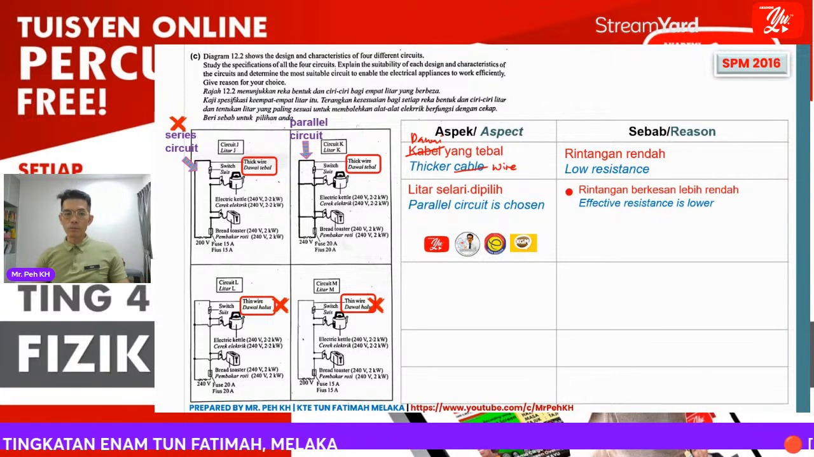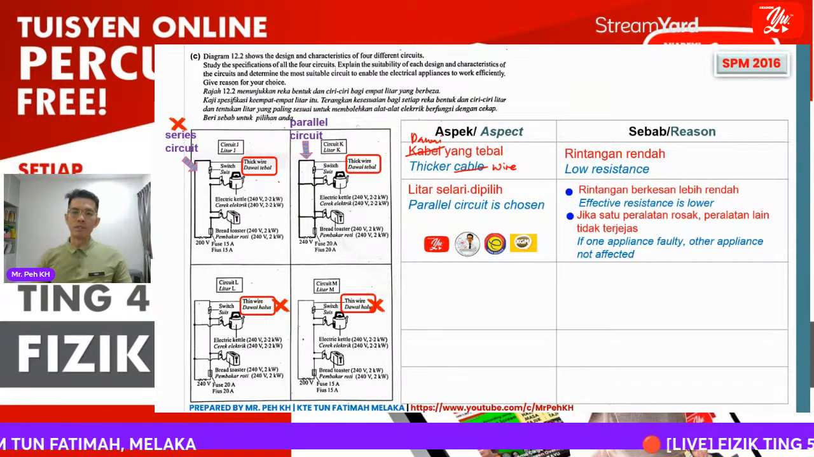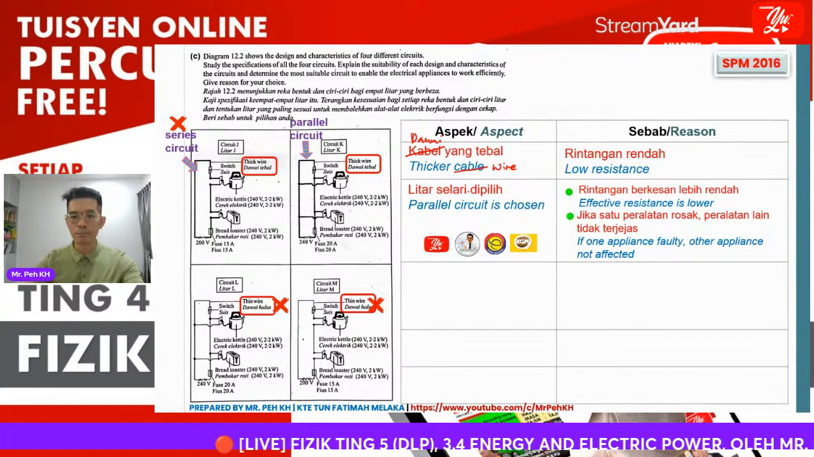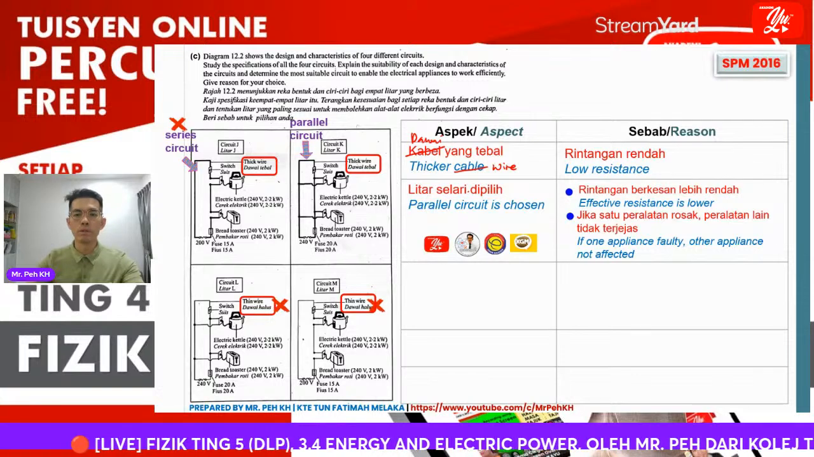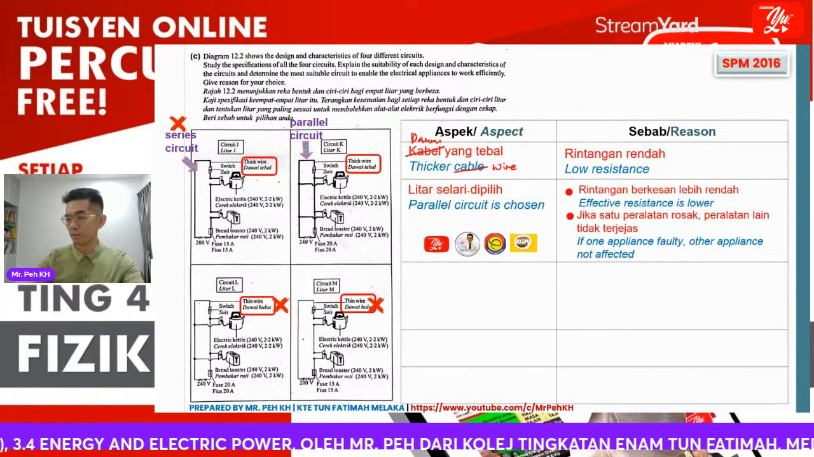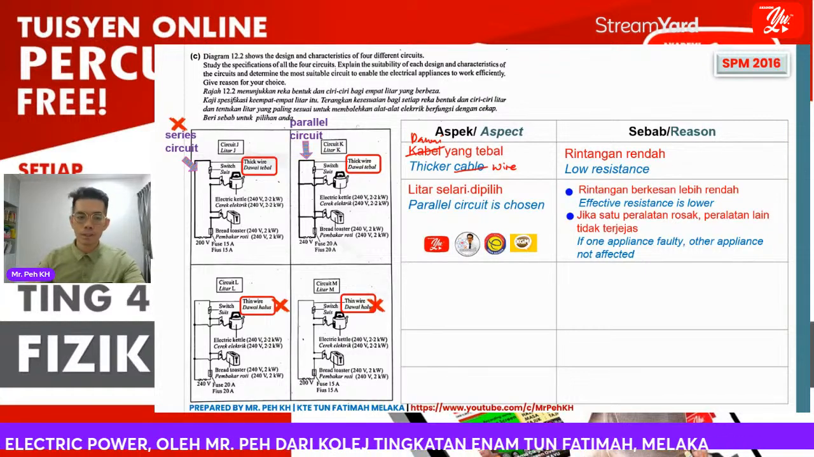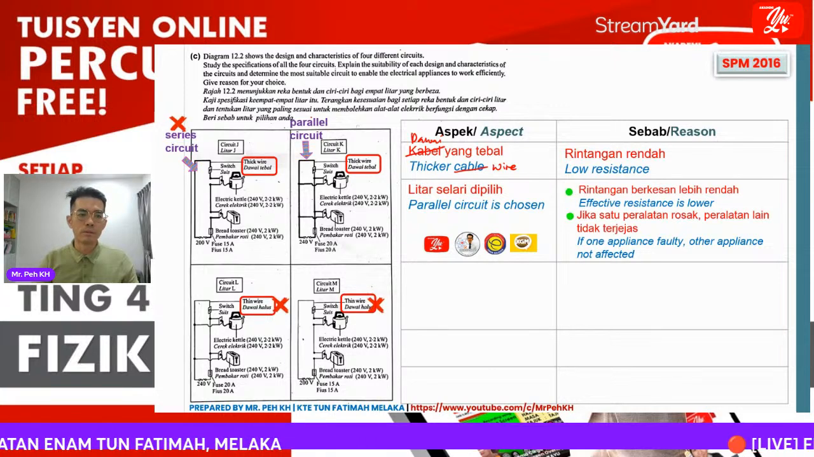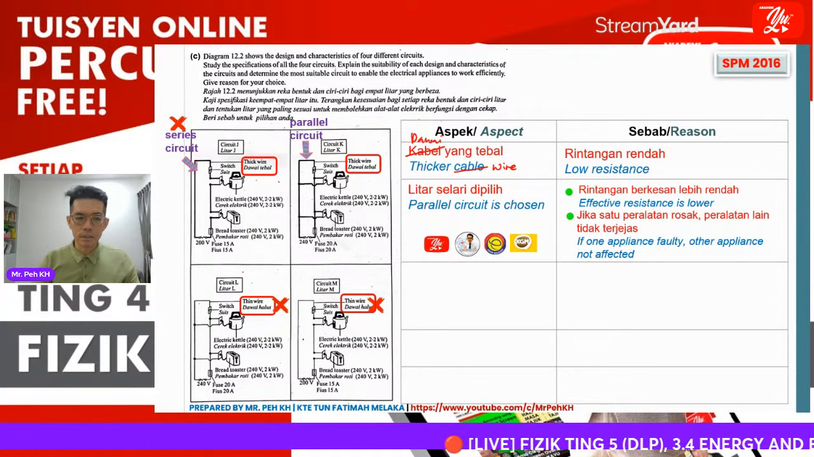Another one we know already: if the appliances are arranged in parallel, if one of the appliances is faulty, the other appliances will still not be affected. So you just need to give one of the advantages for your answer. Then the other 2 aspects, what will be the difference? You can just observe the figure again.